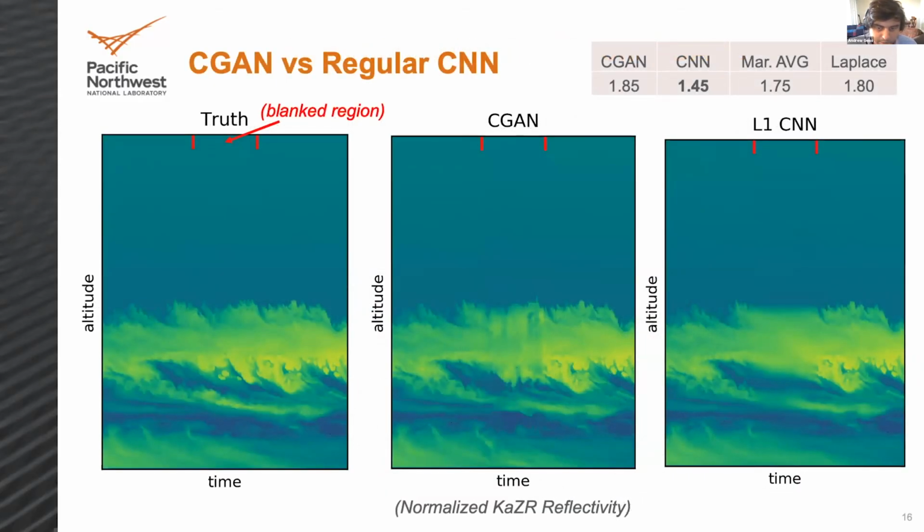So this is similar to the very first in-painting example I showed. This is KaZR normalized reflectivity data. It's time versus altitude plots. And again, what I've done here is taken this data that's shown on the left, that's good data, and basically removed this huge chunk of data right in the middle, and asked the neural network to try to reproduce what was there. So the output from the adversarial network is shown in the middle.